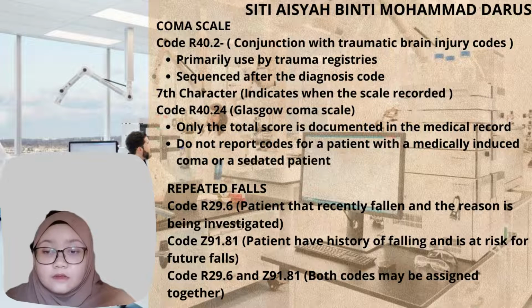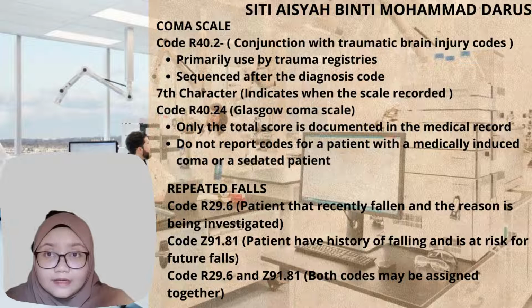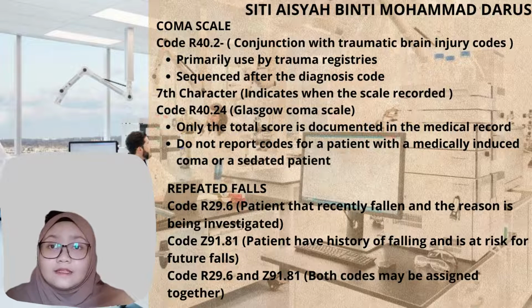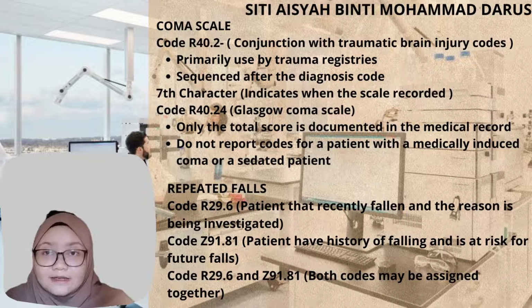For repeated falls, the first code is R29.6, which represents a patient who has recently fallen and the reason is being investigated. The second code is Z91.81, which represents a patient who has a history of falling and is at risk for future falls. And both of these codes may be assigned together.